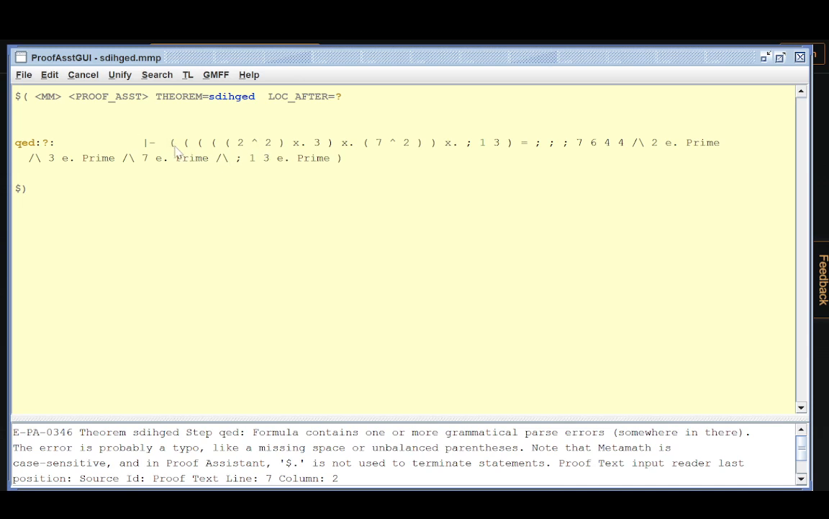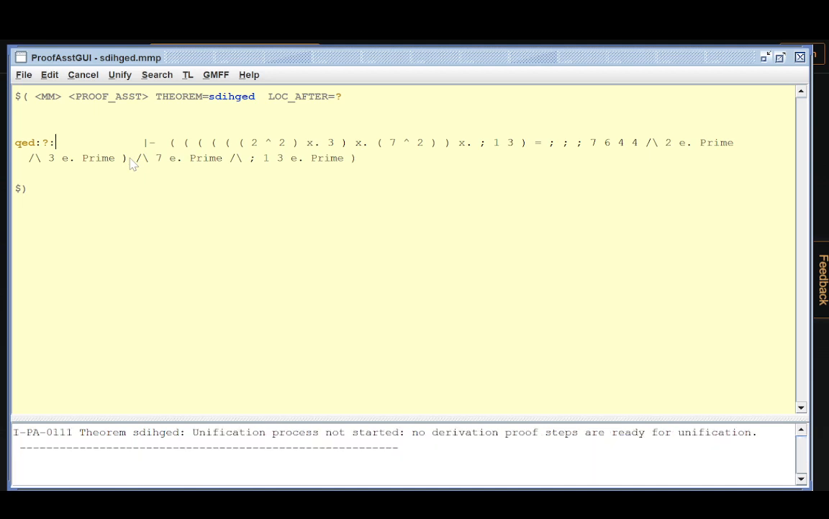Okay, so maybe it needs an opening bracket. Or did I already open it? I can't remember. I'm really having trouble with these brackets, huh? Maybe if I put that in like that. Okay, it likes that for some reason.